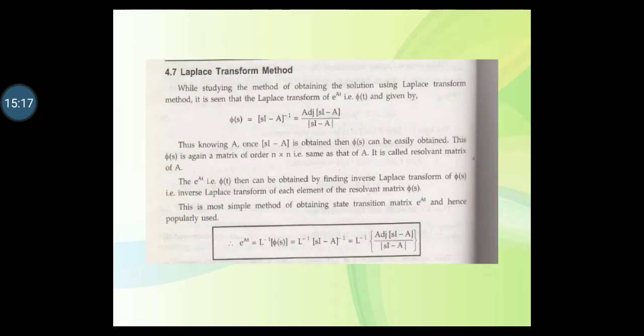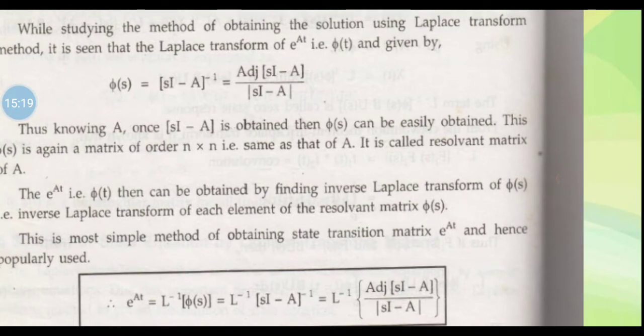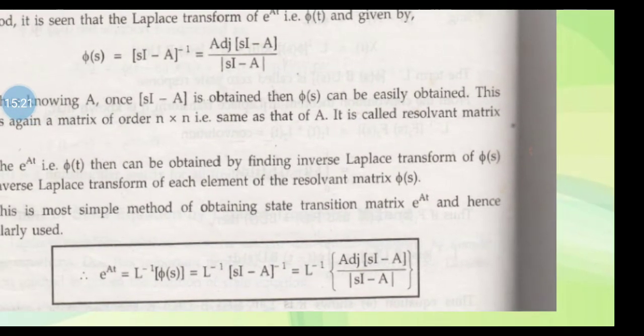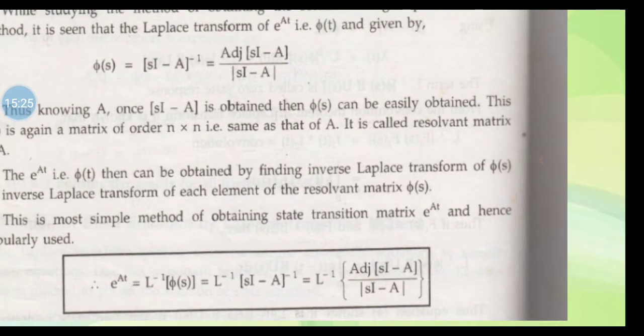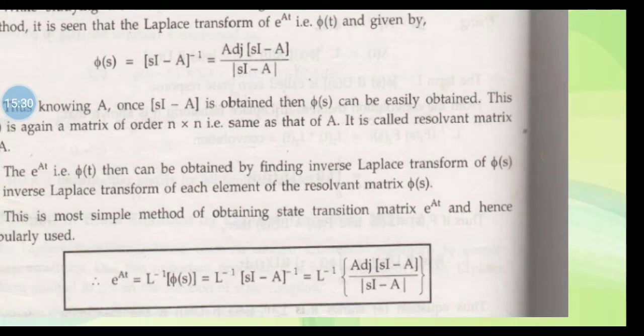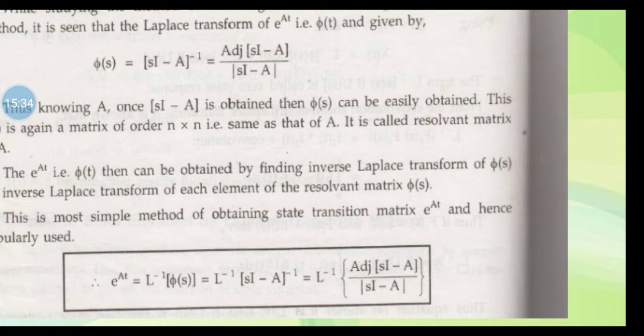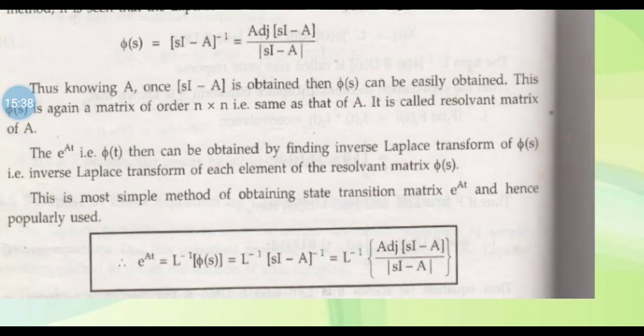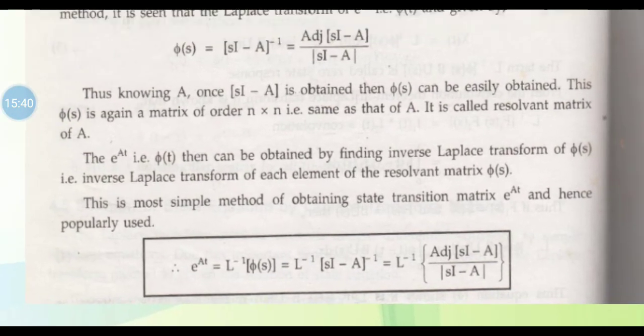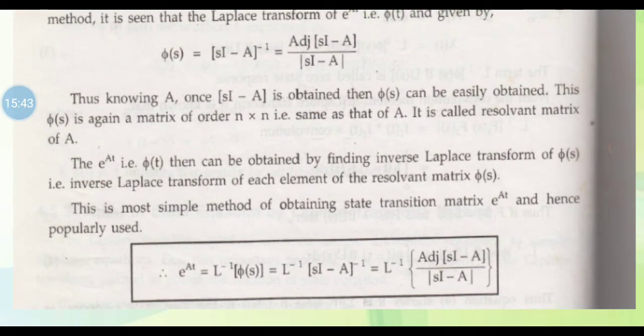We'll see the Laplace transform method. When we study the method of obtaining the solution using the Laplace transform, what is seen is that the Laplace transform of e raised to At, that is phi of t, is given by phi of s equal to (sI minus A) the whole inverse, which is equal to adjoint of (sI minus A) by determinant of (sI minus A).